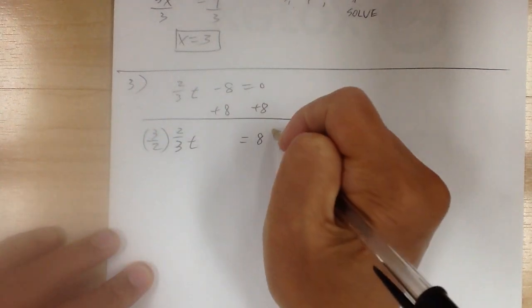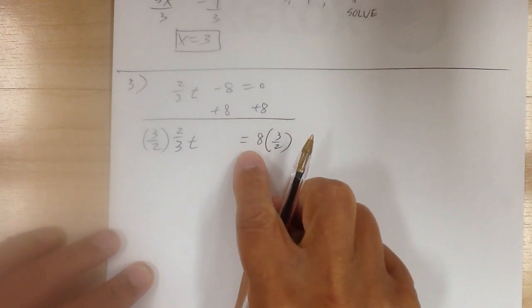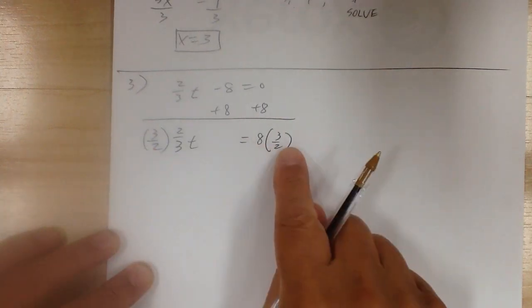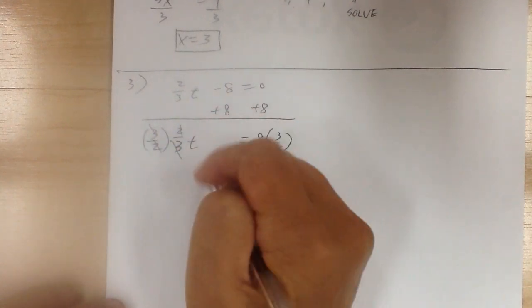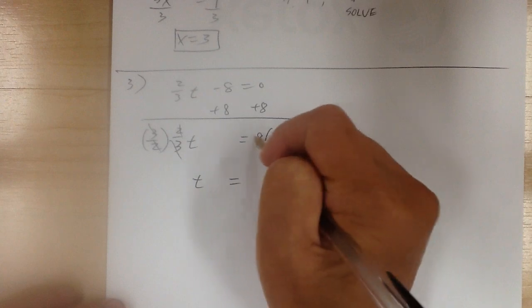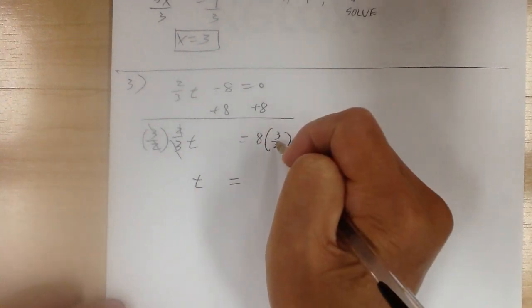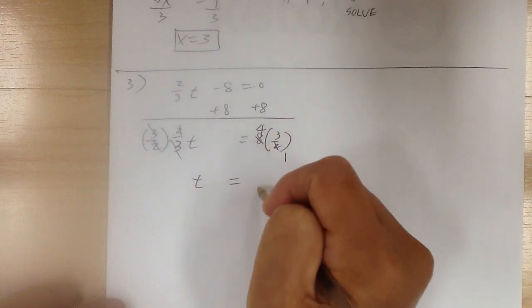So when you do that, you need to do the same thing on this side. Okay, that's what equal means. Equal means whatever you do on one side, you're going to do exactly the same thing on the other side. So 3 and 3 cancel out, 2 and 2 cancel out. So you're going to get t equal to. Now 2 and 8, this one you can reduce by 2. So divide by 2, you get 1. Divide by 2, you get 4. So 4 times 3 gives you 12.